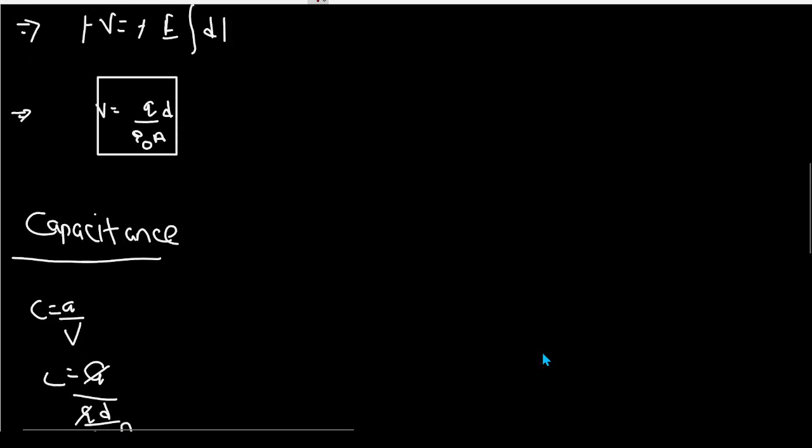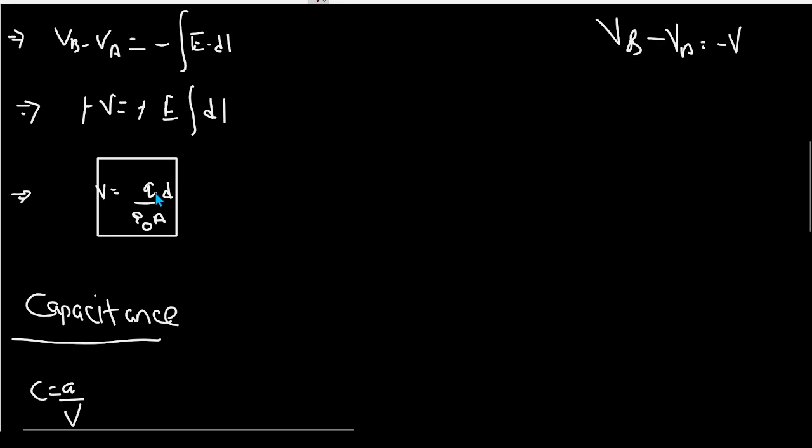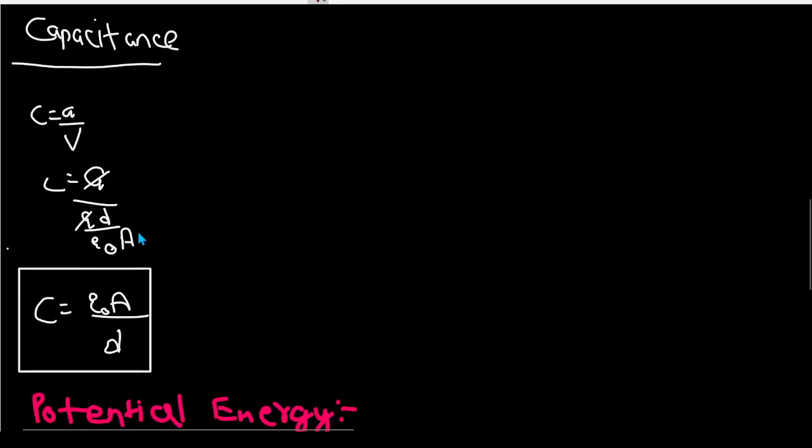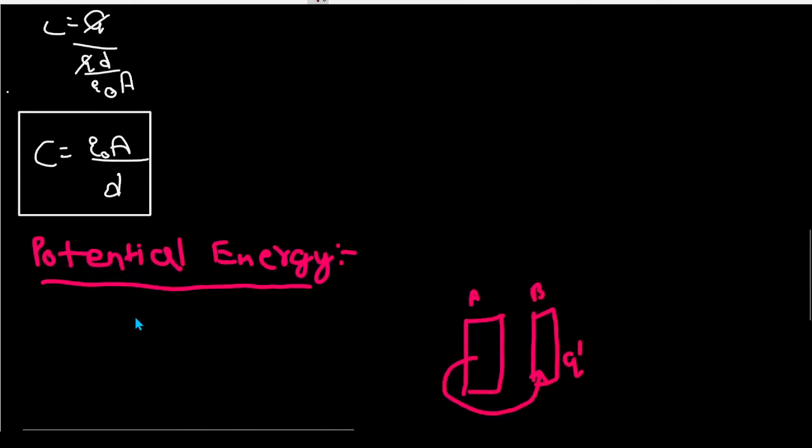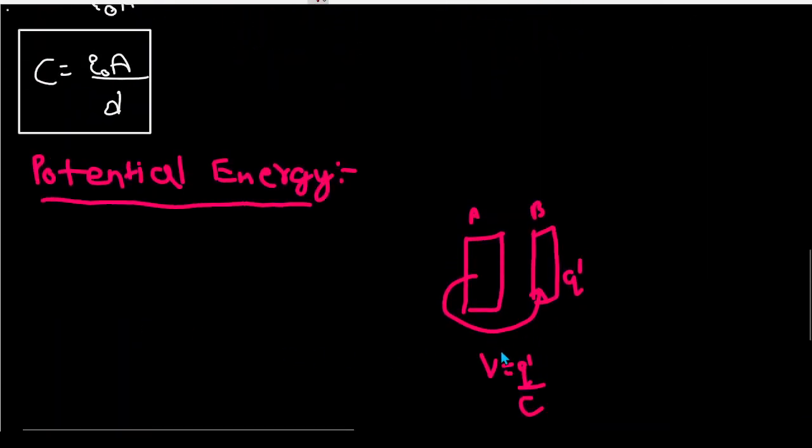How? As you can see, in the potential equation, V is Qd by epsilon naught A. If you remember, C is epsilon naught A by d. So can I write this potential as Q by C? Yes, I can, because C is epsilon naught A by d, so d goes in the numerator and epsilon naught A in the denominator. So the potential V dash is Q dash by C. Now there exists a very small amount of potential energy.